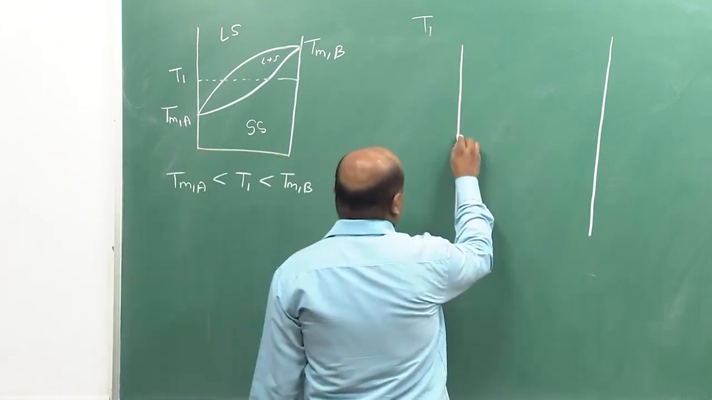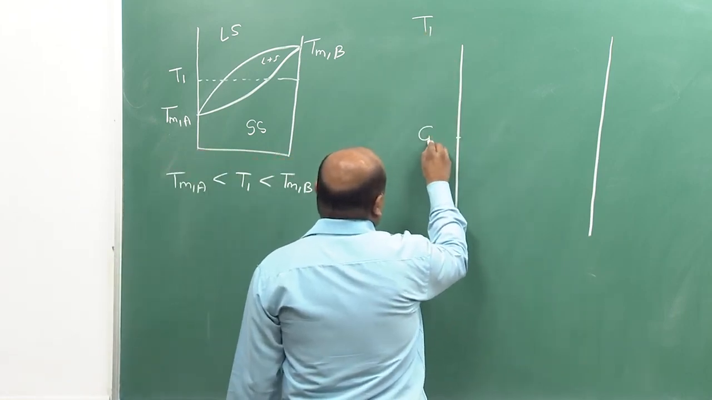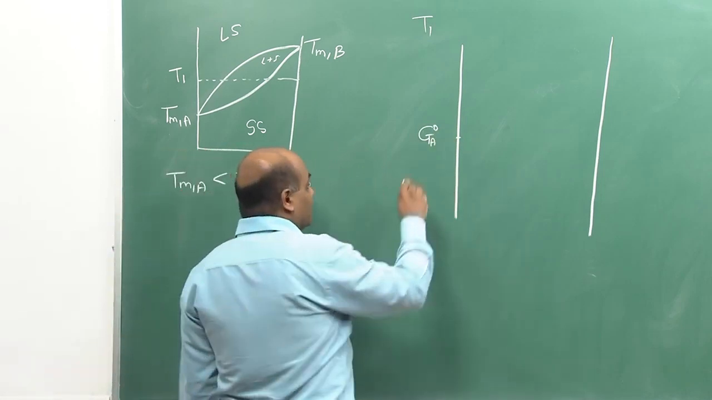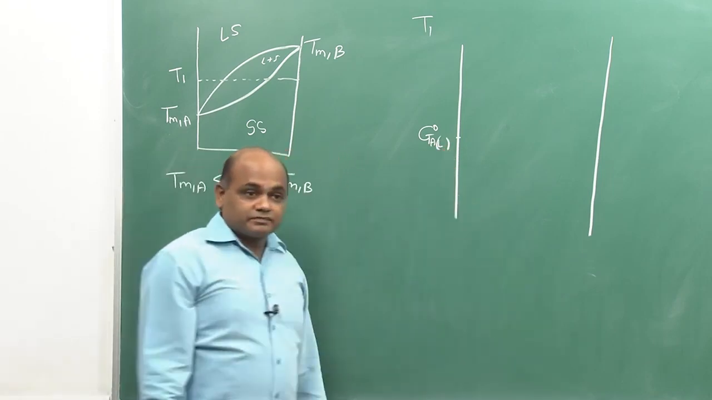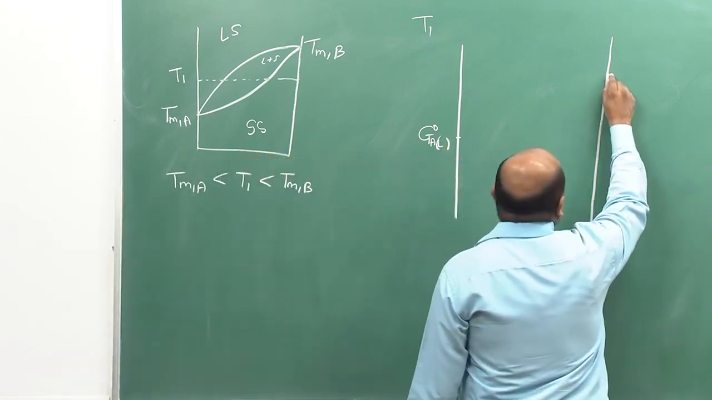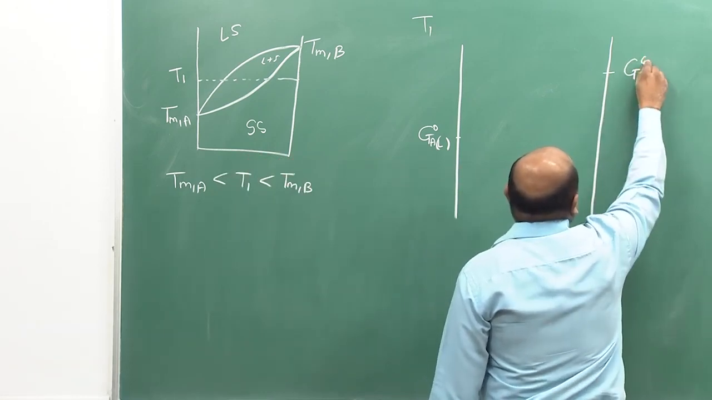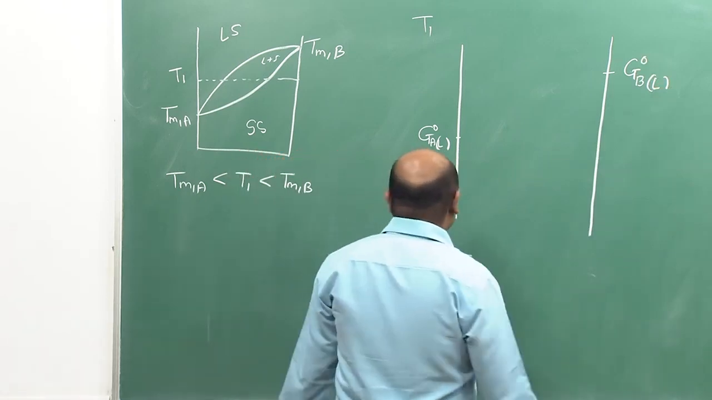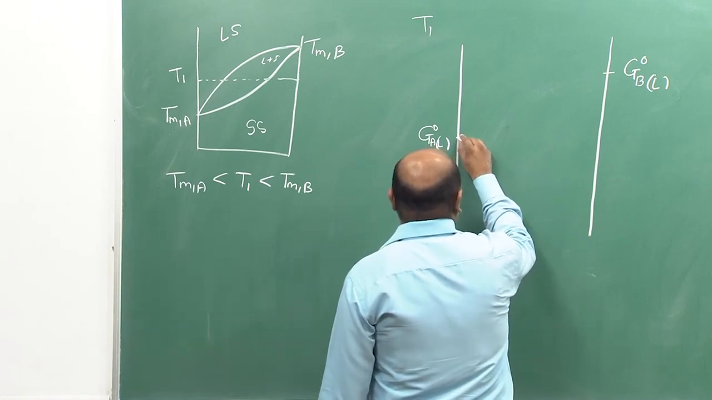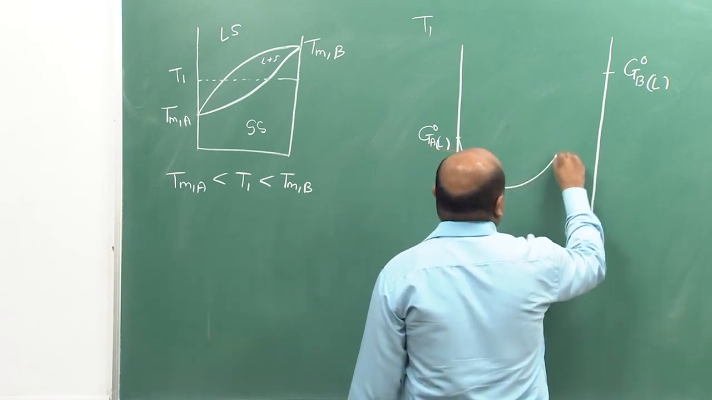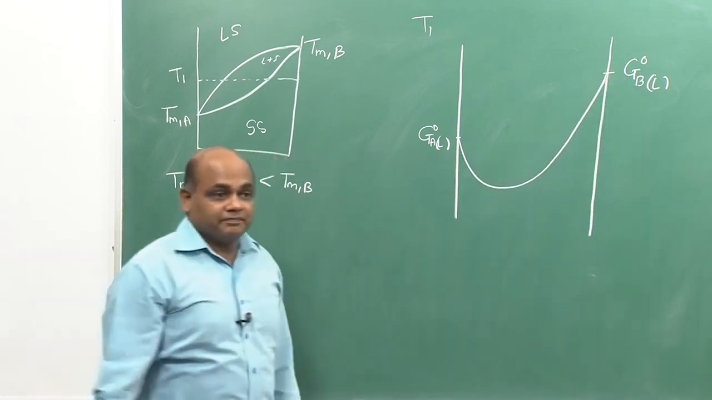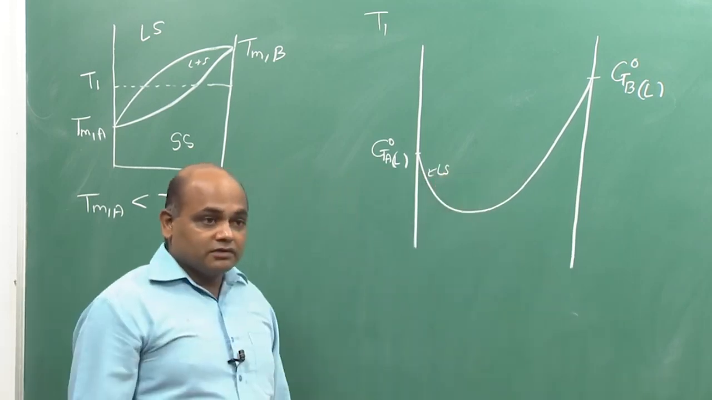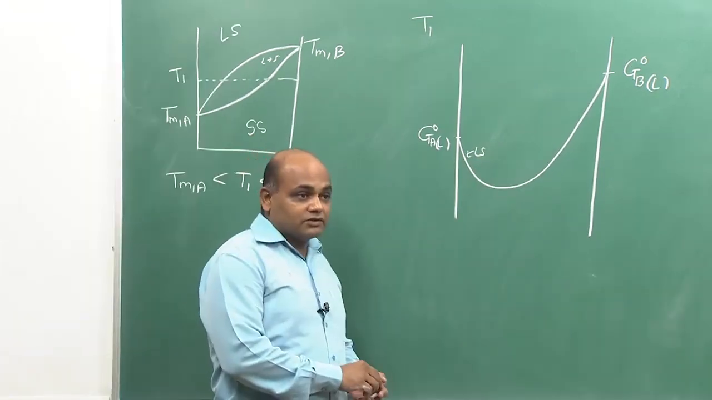So, on the x_B equal to 0 axis, I have to first locate G_A^0, the molar Gibbs free energy of A in liquid form. On the x_B equal to 1 axis, I locate G_B^0, B in liquid form. And then if we find out the Gibbs free energy of the liquid solution, you can draw the curve which will be something like this. So, this curve is for the liquid solution.